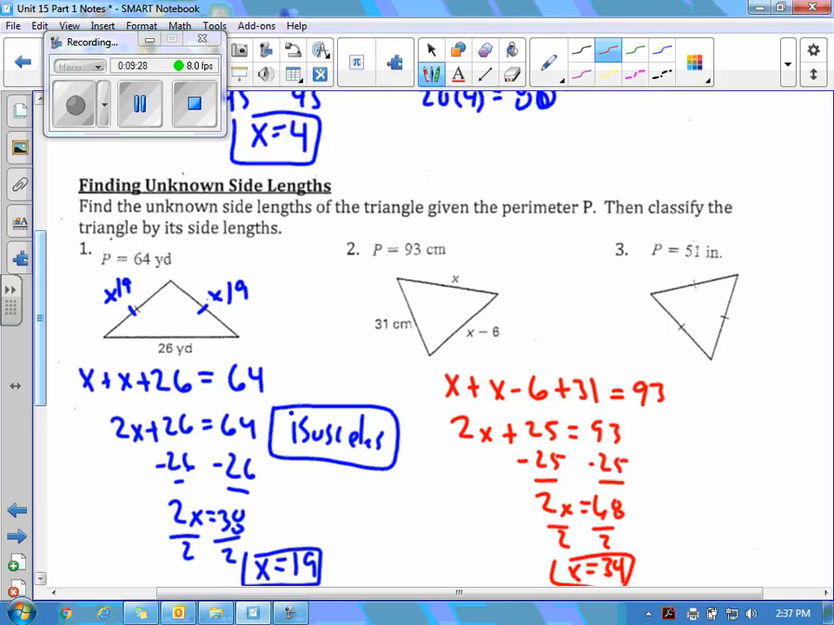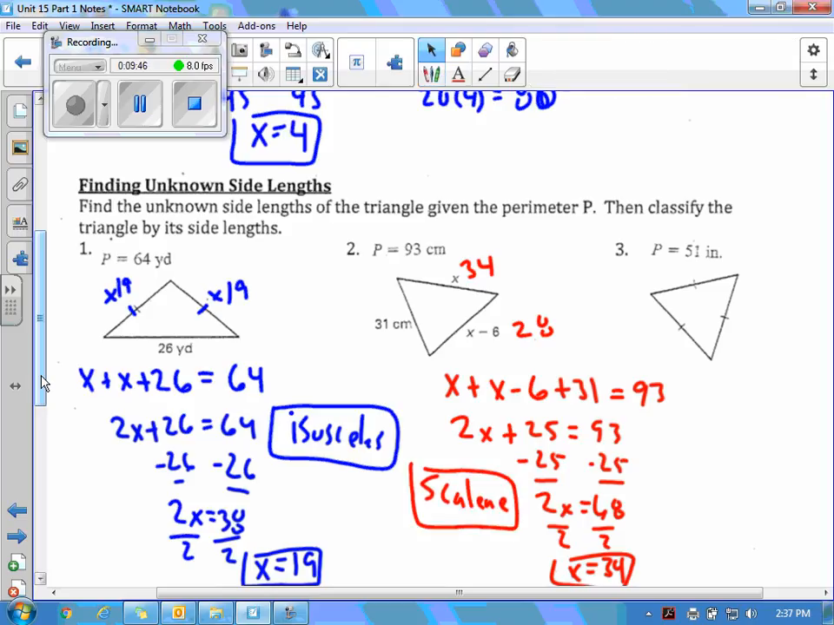Then I need to classify it by its side length, so I need to figure out what the other sides are. So this is 34, and then 34 minus 6 is 28. So I have three sides, none of them are the same, so that's a scalene triangle. Alright, number 3 I will leave for you guys to do.